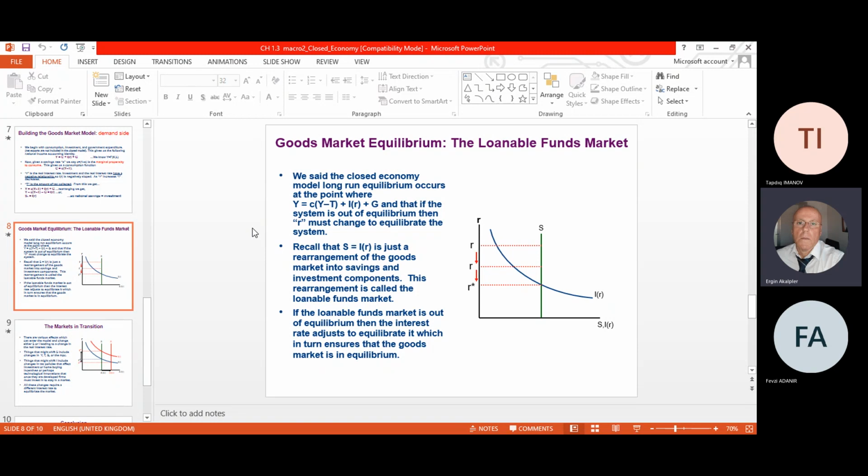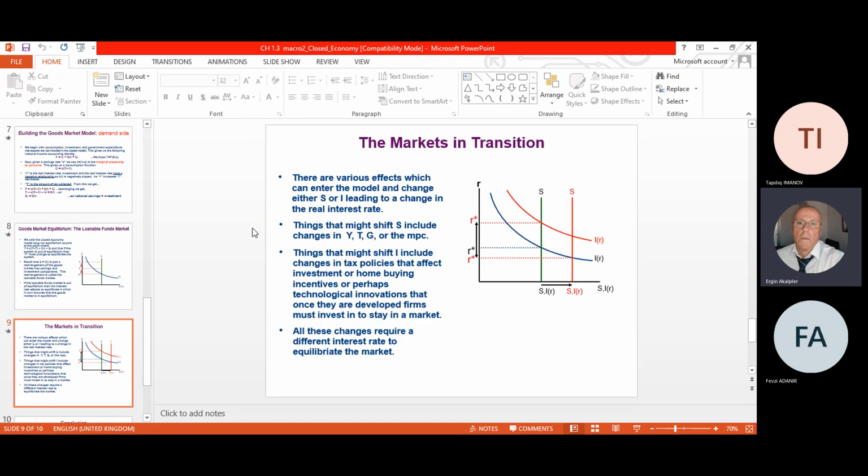And at that point, we have the equilibrium, and this means that the people borrowing and saving become satisfied with the market structure. And as you see, the market transition is realized. There are various effects which can enter the model and change either saving or investment, leading to a change in the real interest rate, as you are observing here.